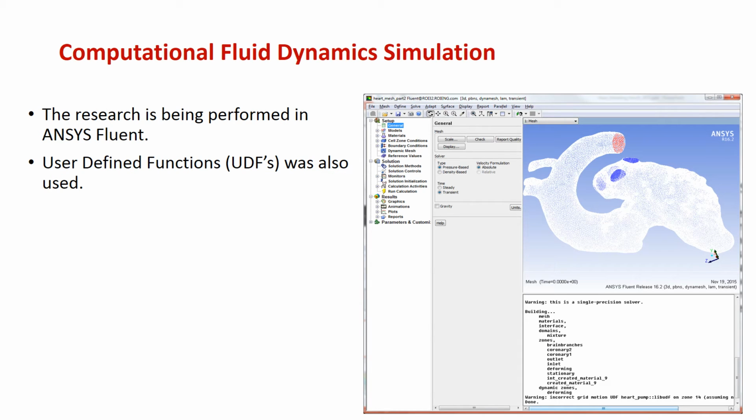Computational fluid dynamic simulation. The research is being performed in ANSYS Fluent. User-defined functions were also used. All simulations are being performed using the transient solver to capture the evolution of flow patterns over time.